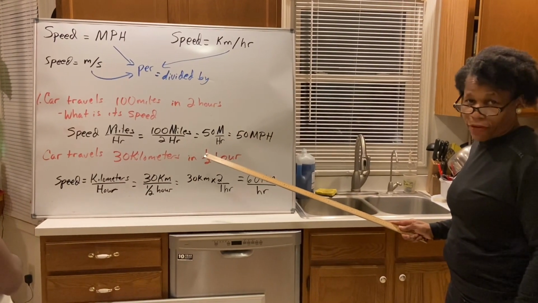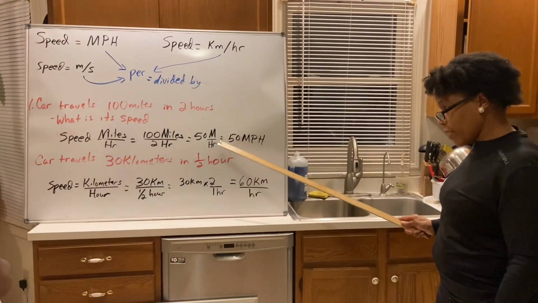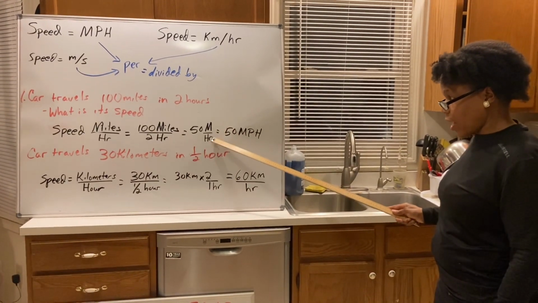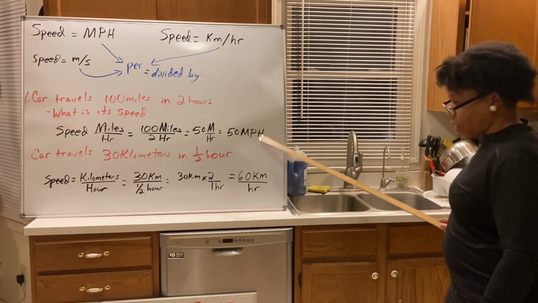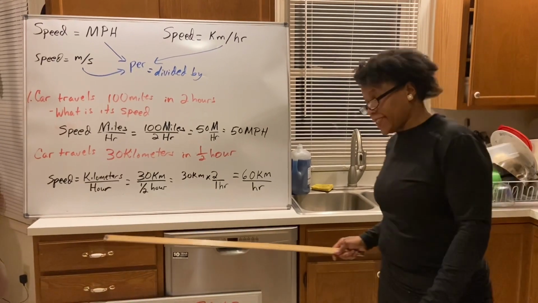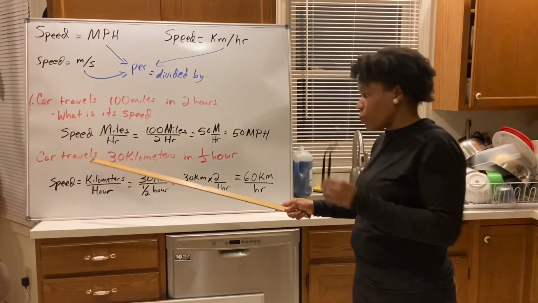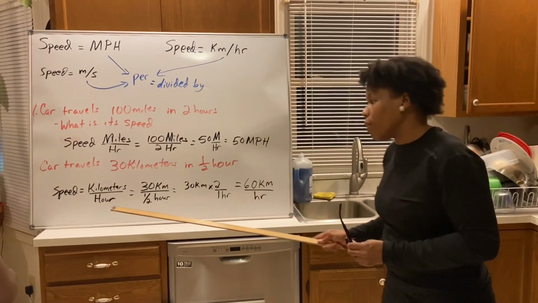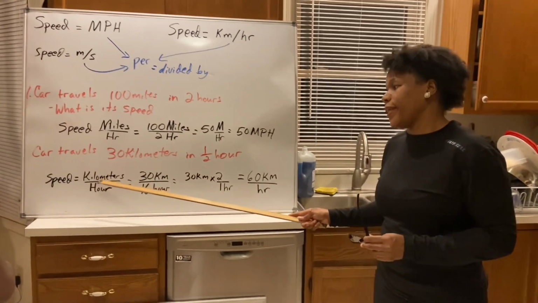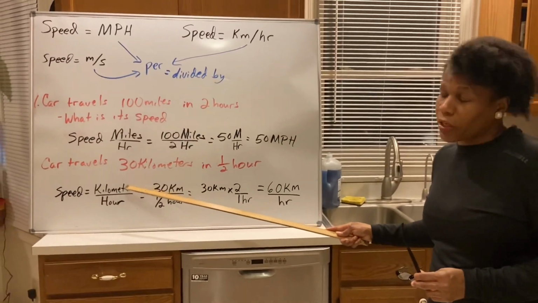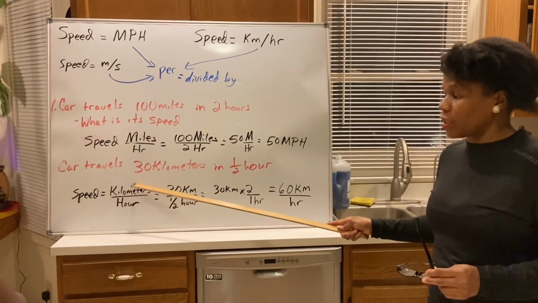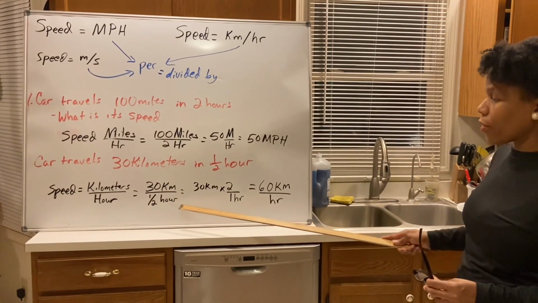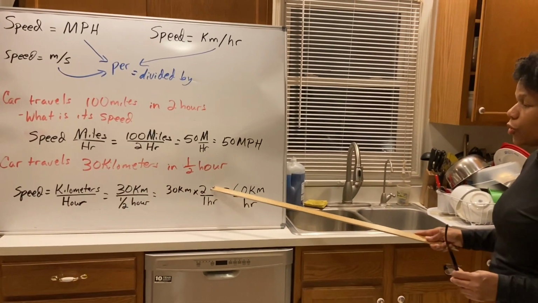Is that correct? So our answer can be written two ways. It can be written as 50 miles per hour or 50 miles/hour. Okay? Example number 2. A car travels 30 kilometers in a half an hour. Well, the speed, once again, is distance over time. In this case, it would be kilometers over hour. So 30 kilometers over a half an hour. 30 kilometers times 2 divided by 1.